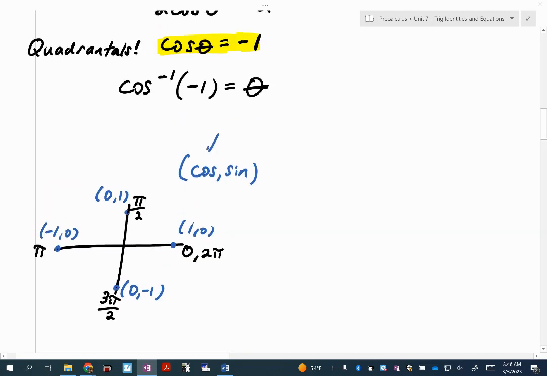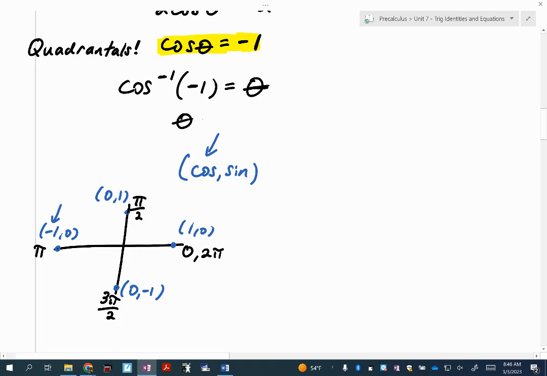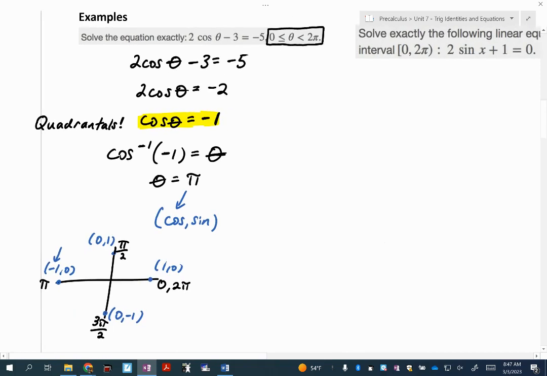So the only place where the x-coordinate is -1 is at pi. So our solution, based on the quadrantals for theta, is going to be pi. And we don't have to put plus or minus 2 pi k because it tells us, like I mentioned here, that theta is between 0 and 2 pi. So that's why the answer is just pi.